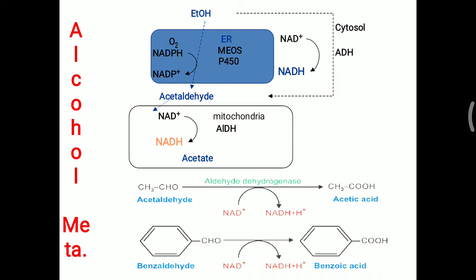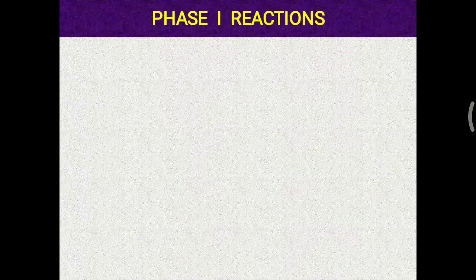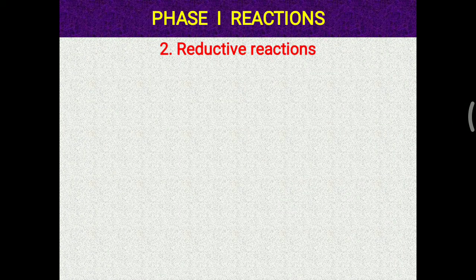reaction. Same as acetaldehyde to acetic acid, benzaldehyde to benzoic acid formation is also an important oxidative process. So that is the important example of oxidative process of phase 1 reaction.